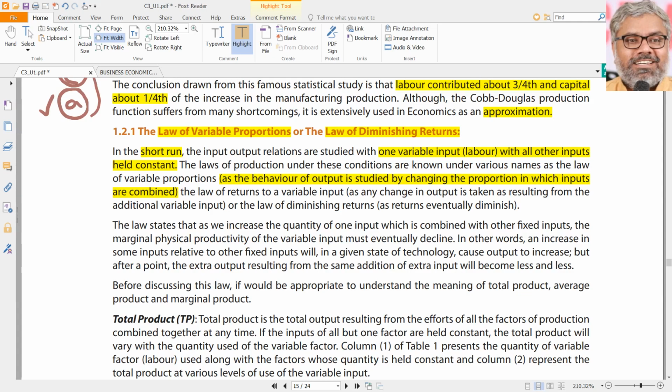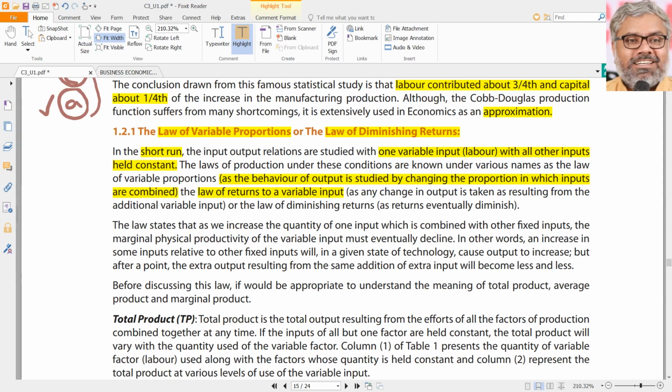And this is also called the law of returns to a variable input. Same thing once again, because only one input is going to be taken as variable and we are only going to observe the change in output resulting from additional variable input. So as the variable input is increasing, how the output is changing, how the output is behaving, that is what this law tells us. So can we call this the law of returns to a variable input? Yes, that is also the name.